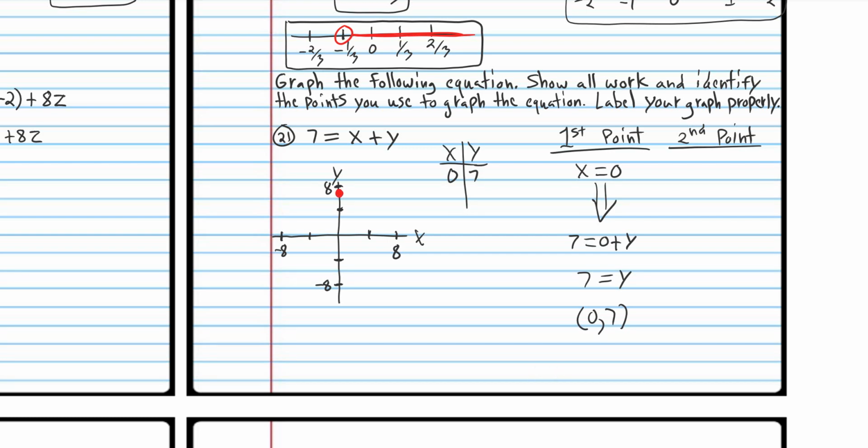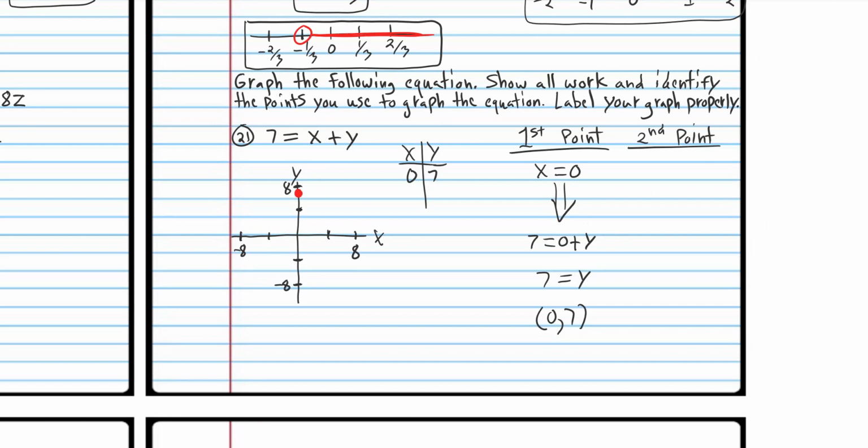Now I'm going to let y be 0. I'm doing it the easiest way possible. So I'm letting y equals 0. Then we have 7 is equal to x plus 0, which means x is equal to 7. So now we have 7, 0. And 7, 0 is about here. And then we connect the dots.